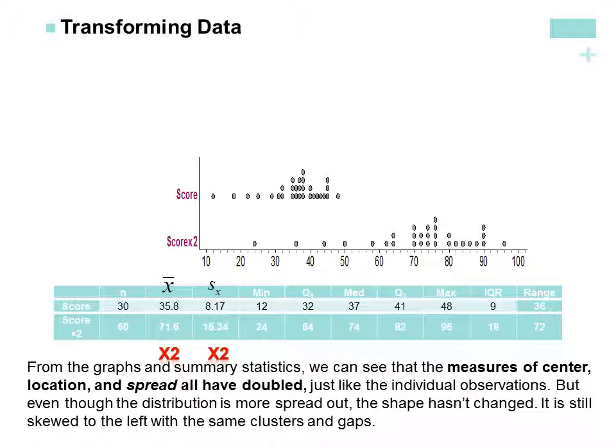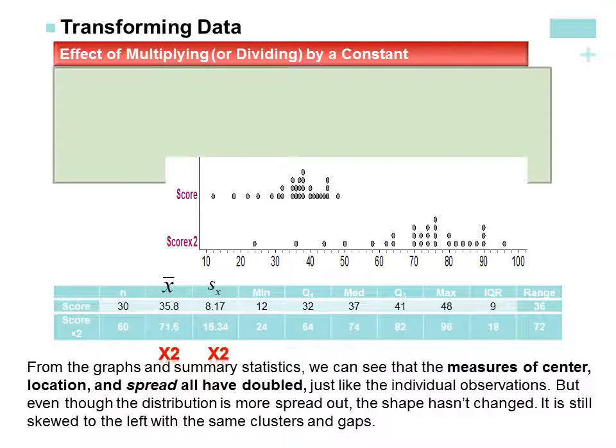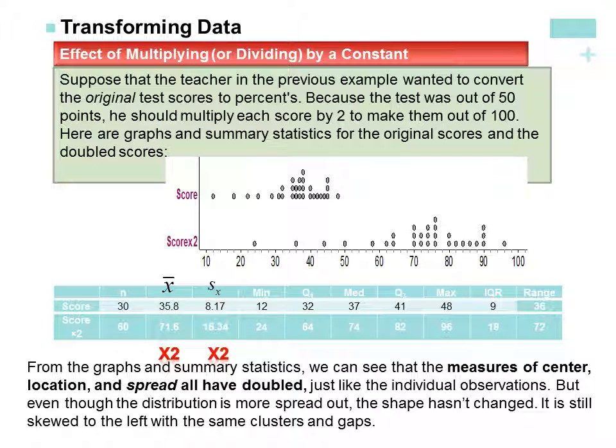Okay, so let's take a look at the next type of transformation. All right, so what exactly happens when we multiply or divide all our data by a constant? Suppose that the teacher in the previous example wanted to convert the original test scores to percents. Because the test was out of 50, he should multiply each score by 2 to make them out of 100. Here are the graphs and summary statistics for the original scores and the doubled scores. All right, so if we take a look at this, here's our first score. How does that change when we multiply each score by 2?